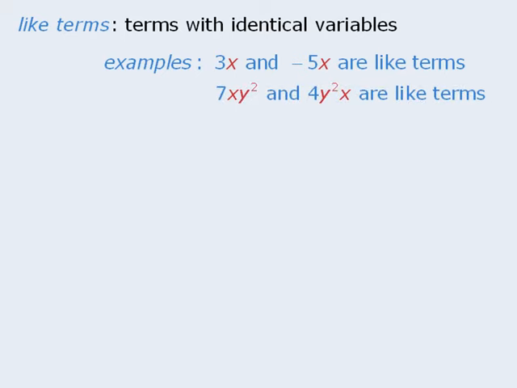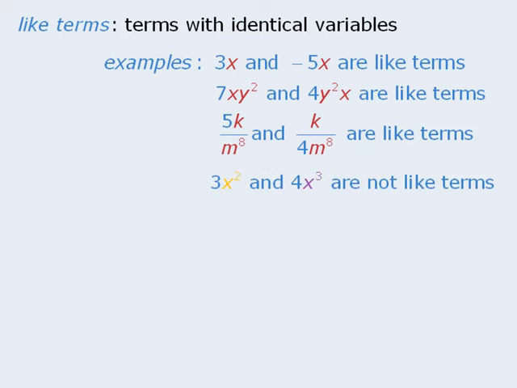Similarly, 7xy squared and 4y squared x are like terms because the variable portion in each term here is x times y squared. We can also say that 5k over m to the power of 8 and k over 4m to the power of 8 are like terms because the variable portion in each term here is k over m to the power of 8. Conversely, 3x squared and 4x cubed are not like terms since the variable in the first term is x squared and the variable portion of the second term is x cubed.